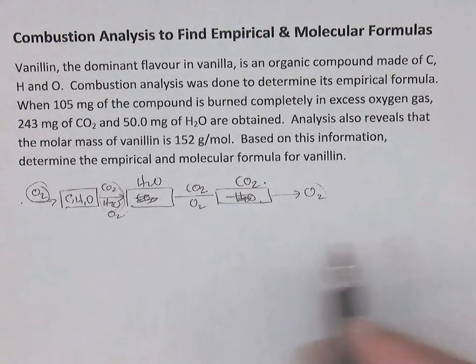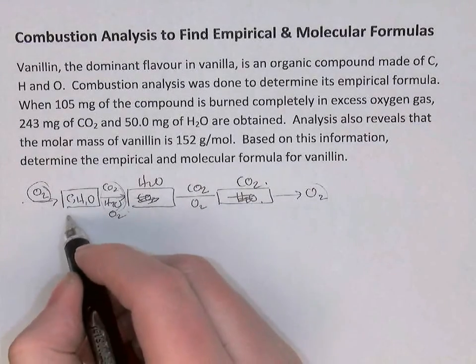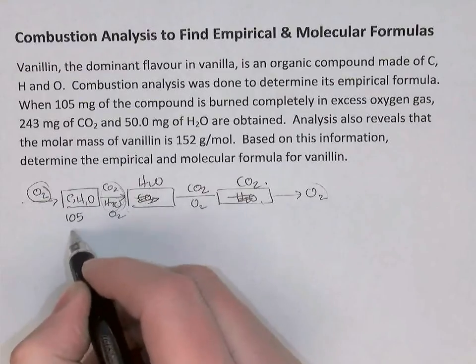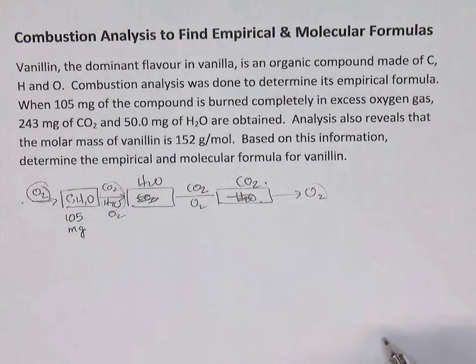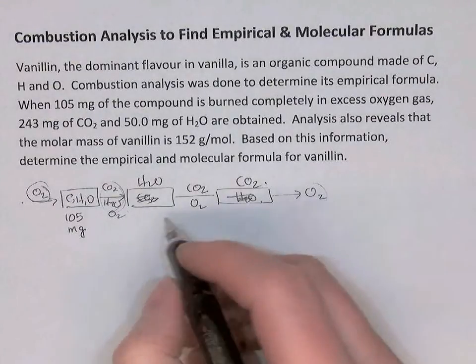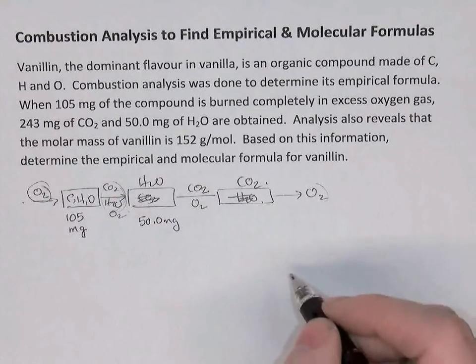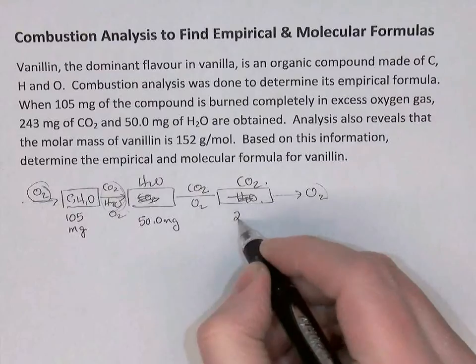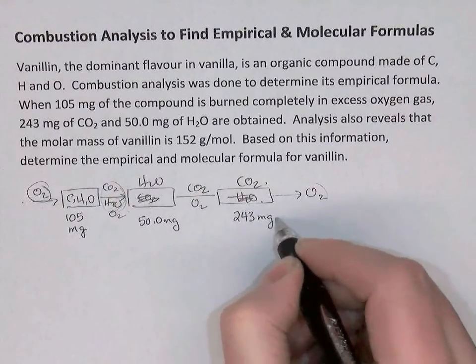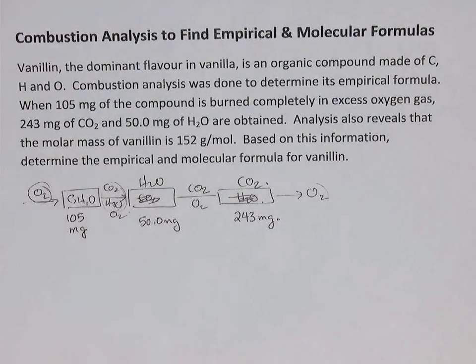So what we do, as we see in this problem, is measure the mass of the compound that we're burning. In this case, 105 milligrams of vanillin was being burned. And then we measure the mass of the two products. So we measured 50.0 milligrams of water produced, and we measured 243 milligrams of carbon dioxide produced. From that information, we're somehow going to be able to find the empirical formula of the compound.